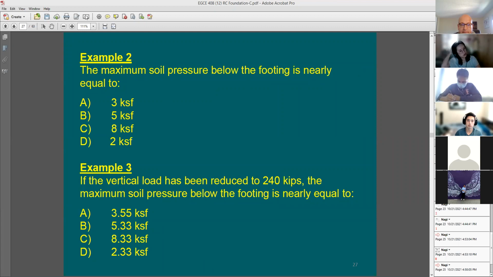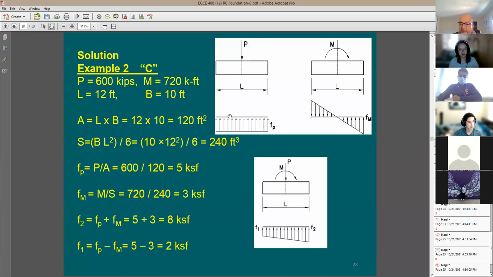Cheat sheets. It is BH squared over 6. Excellent. All right, so we have it. Okay, thank you. Very good. No problem. Any other questions?